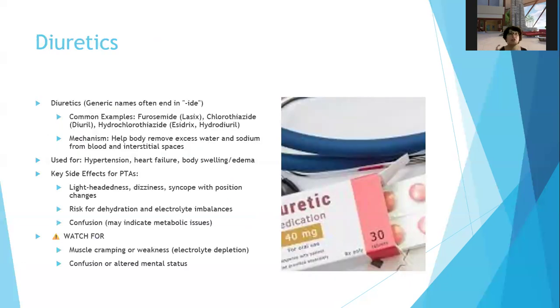Diuretics, their generic names often end in IDE, like furosemide and chlorothiazide and hydrochlorothiazide. They help the body remove excess water and sodium from the blood and the interstitial spaces. So they're used for hypertension, heart failure, and body swelling and edema. Furosemide, its trade name is Lasix, and it is far more commonly used for heart failure, right-sided heart failure in particular. Hydrochlorothiazide is more often used for hypertension.